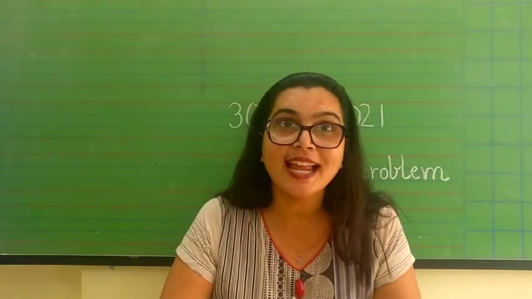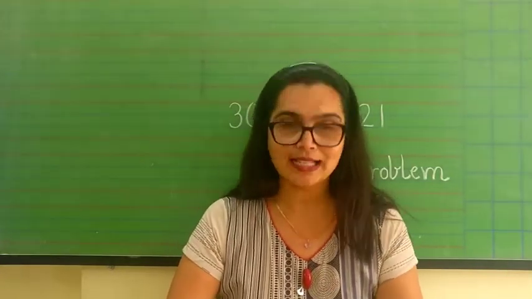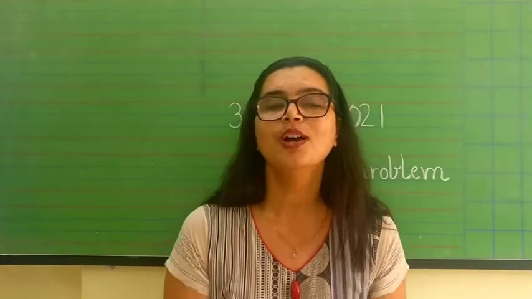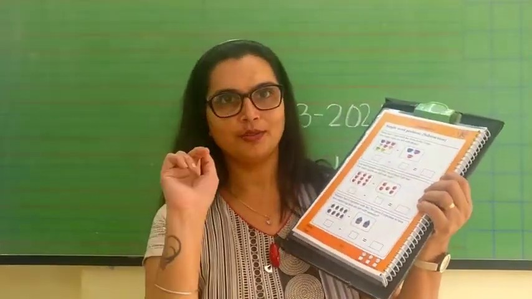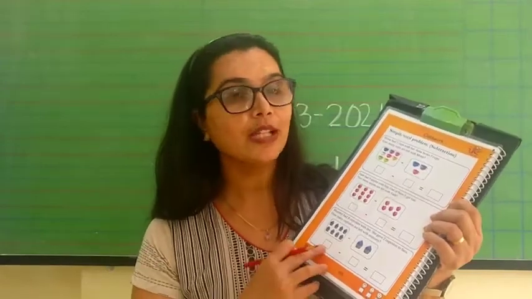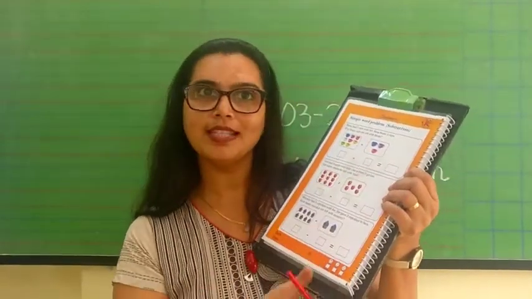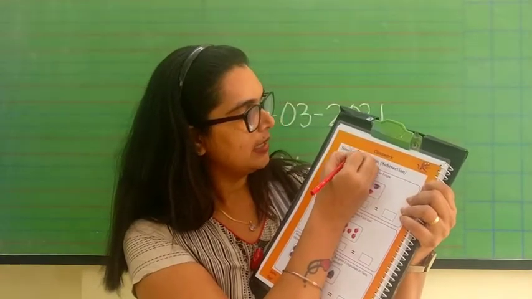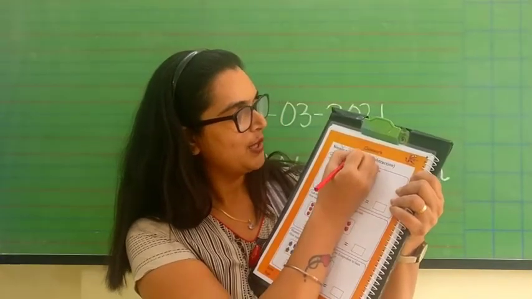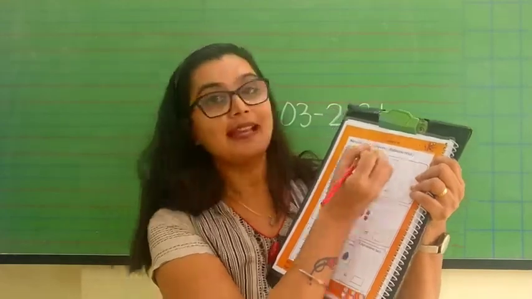So let's get started. Take out your numeracy classwork book, page number 102, which is the last page of your book. And here we are going to write today's date. And then I'm going to tell you what we are going to do in this worksheet. So start writing today's date, 30/03/2021.